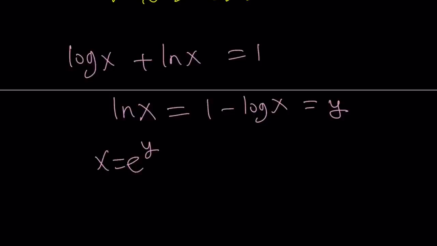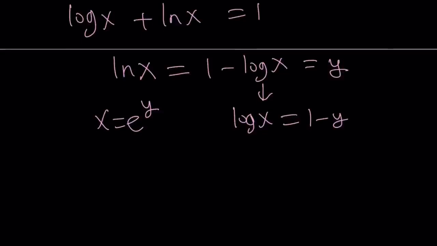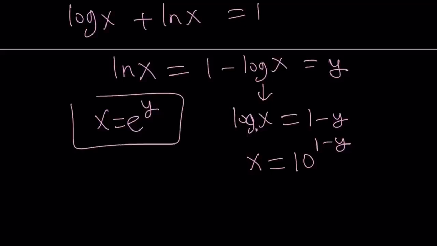And then by replacing 1 minus log x equals y, that gives me log x equals 1 minus y. And from here, I get x equals 10 to the power 1 minus y, because the base is 10 here and the base is e here. So now we've got two different values for x. Let's go ahead and set them equal to each other.